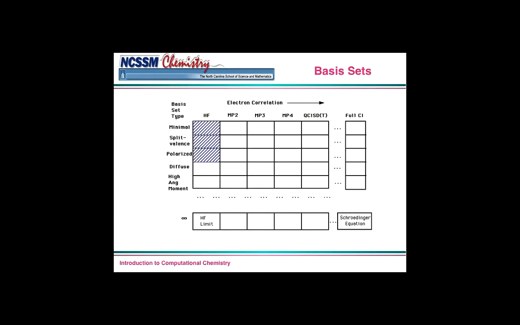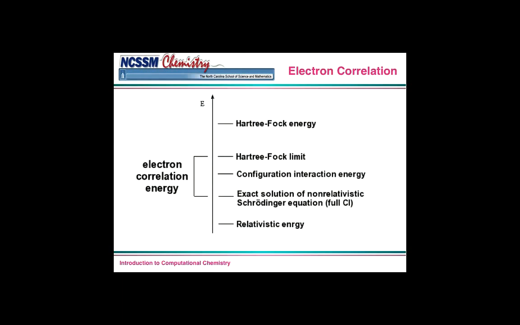That's what we're looking at here in the very bottom right-hand corner: the exact solution of the non-relativistic Schrodinger equation, or full CI. And at the very bottom there, I left out the E on energy, but if I apply what are known as relativistic mathematical methods, I can get almost exactly a perfect answer for what my energy is.